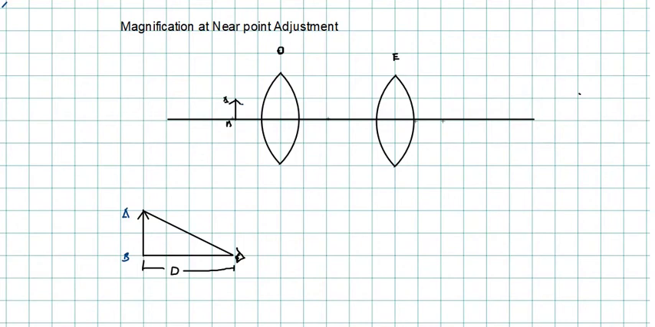So the function of the objective is to produce the intermediate image. That image will act as an object for the eyepiece. Now let us see. Consider you are looking at a very small object AB, and to see it clearly, it must be at least at a distance D, that is 25 centimeter, from your eye.